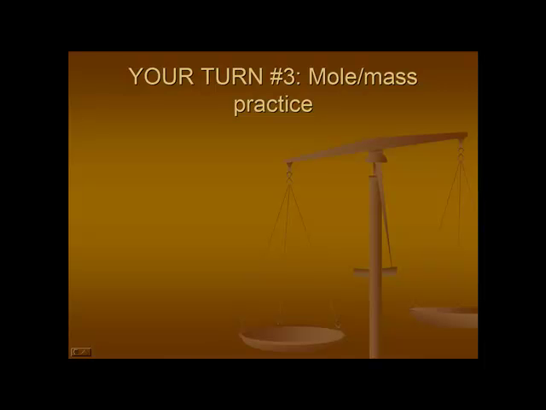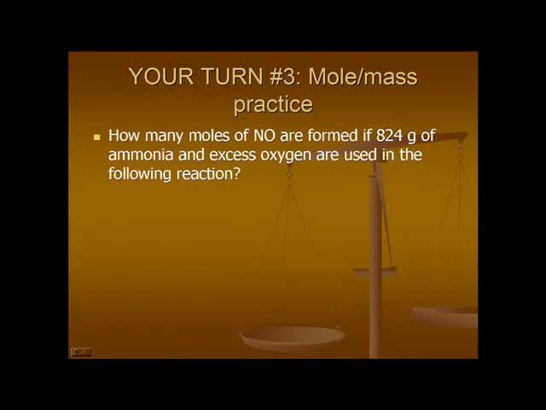All right, take that same process, see if you can try one. How many moles of NO are formed if, here's your given, 824 grams of ammonia and oxygen are used in this reaction? So here is your unbalanced equation. You've got to balance the equation first. This, by the way, is ammonia. So balance the equation first, figure out your given and your unknown, and then do the 2-step conversion. Give it a try.